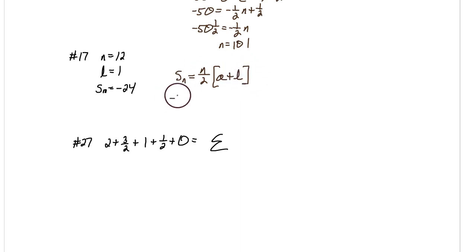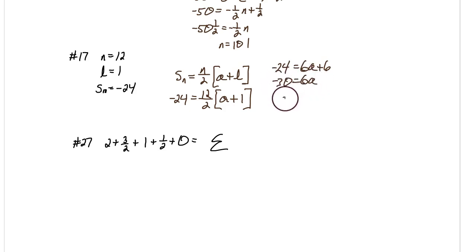For S sub n, put in negative 24. For n, put in 12. We don't know what a is, but for L we can put in 1. Now we can solve for a. This makes negative 24 is equal to 6a plus 6. Subtract 6 from both sides, we have negative 30 is equal to 6a, and then divide by 6, we get a equals negative 5. We know the first number in our sequence is negative 5.